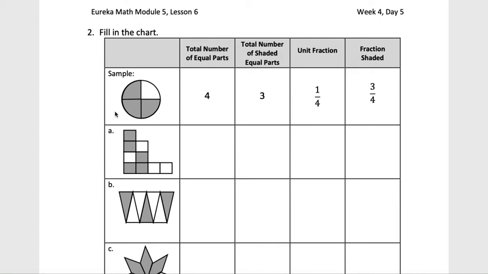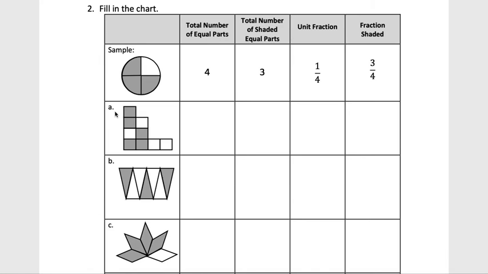Okay, and then you're going to go ahead and fill in this chart. Now this is exactly like we talked about previously for the day prior. You have a picture. You're going to tell me how many total equal parts there are. Not just how many are shaded, how many total parts are there. So for part A, there would be 1, 2, 3, 4, 5, 6, 7, 8, 9. There are 9 equal parts. Then it asks you how many are shaded. There are 5 equal parts shaded.